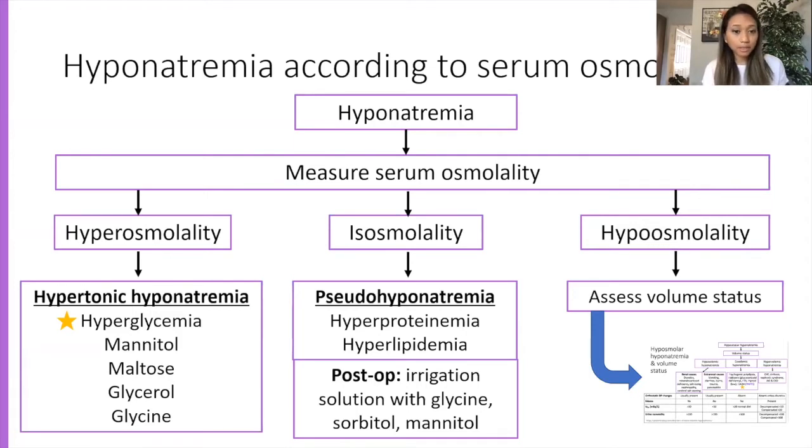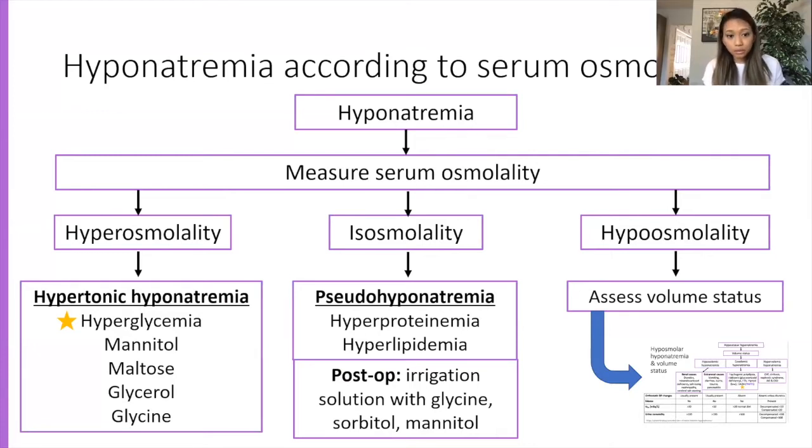So if a patient is hyponatremic, you took their labs, their sodium is low. Measure the serum osmolality with the equations that we just went over. If they're hyperosmolar and hyponatremic, it's called hypertonic hyponatremia. The most common example of this will be with hyperglycemia, because glucose is staying in the ECF. It's pulling out water, and then the sodium concentration is getting diluted. But there's technically possibly a normal amount of sodium there. It's just diluted from the water. You'll also see that with other things like mannitol, maltose, glycerol, and glycine.